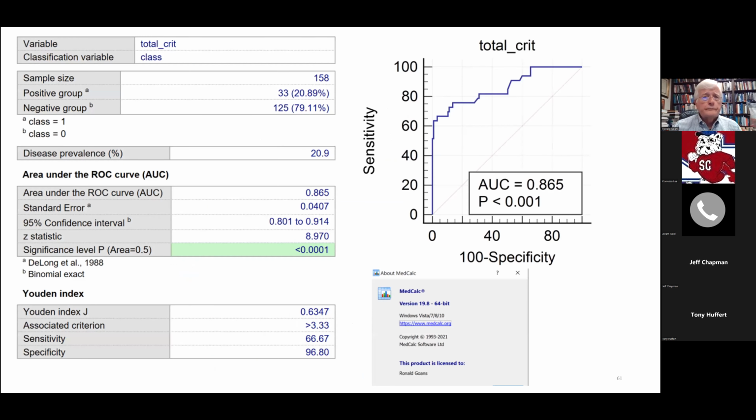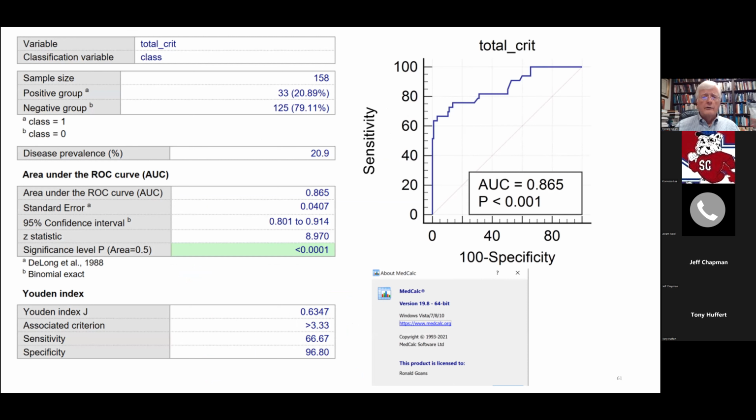Basically, the way this works, you have a file and you define whether this neutrophil lymphocyte ratio is either a control or a positive. So we had 33 positives and 125 negatives here.